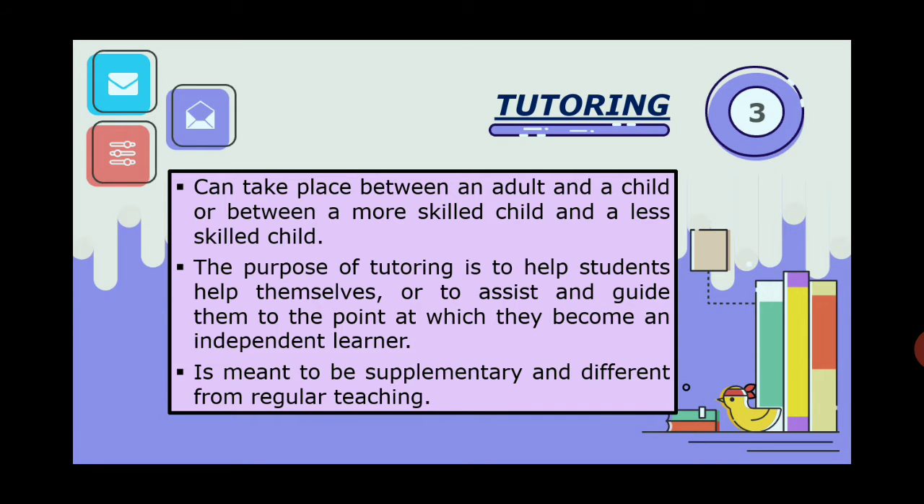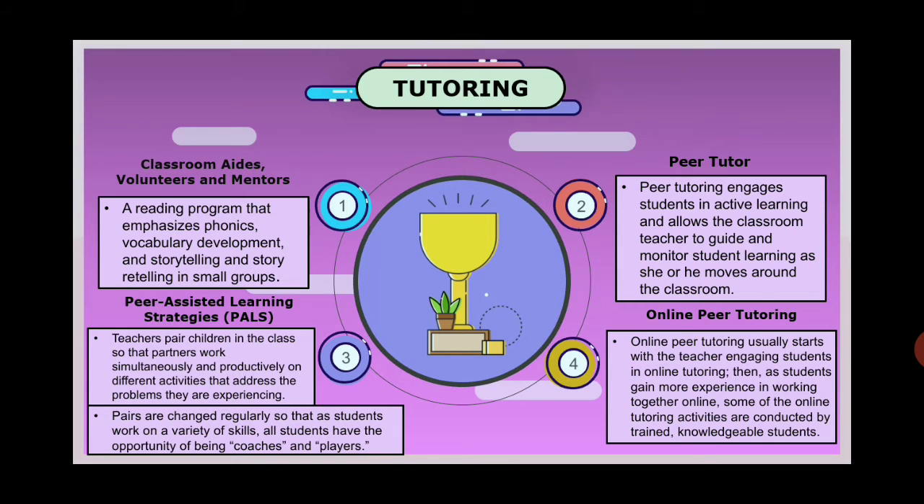The third of the four tools of the social constructivist approach to students' learning is tutoring. Tutoring is basically between a novice and a skilled individual. It is helping those who are not doing well in a subject. In tutoring, we have four forms. The first is the classroom aides, volunteers, and mentors. Here, a reading program is the focus, and this gives emphasis on vocabulary development in small groups.